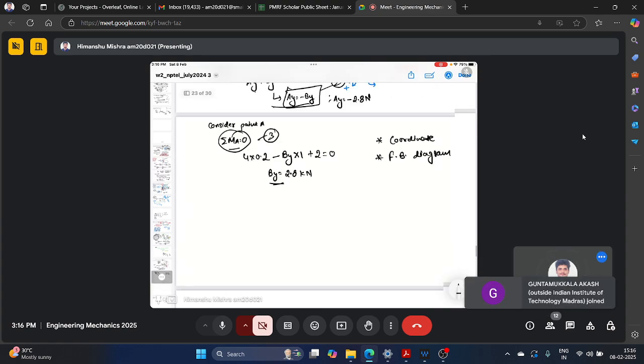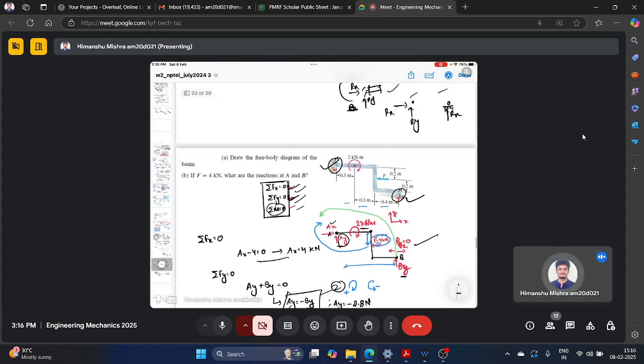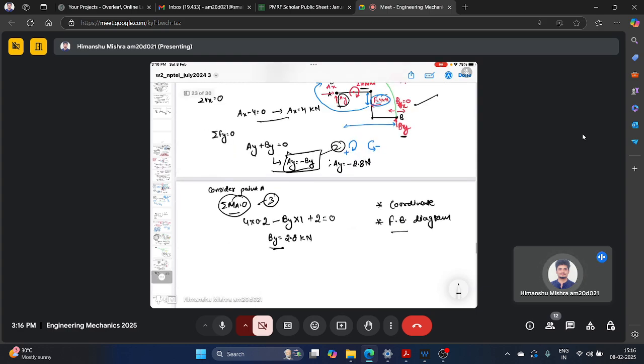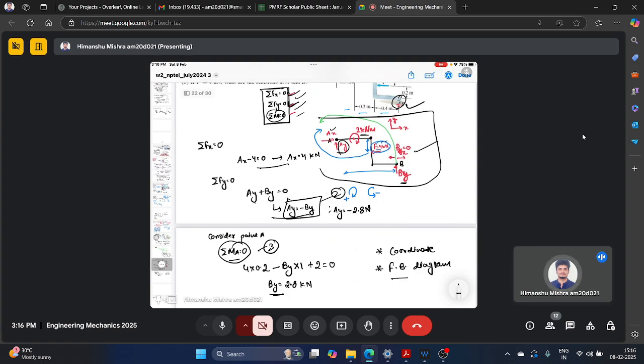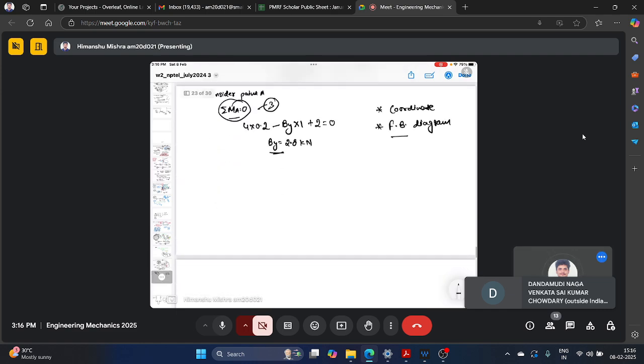Now you have to include all kinds of forces, reaction forces or body forces. Once you figure out the reaction forces for these three kinds of different joints, you just show them in the free body diagram like we have shown here. Then you have to use the equilibrium equations on this free body diagram.